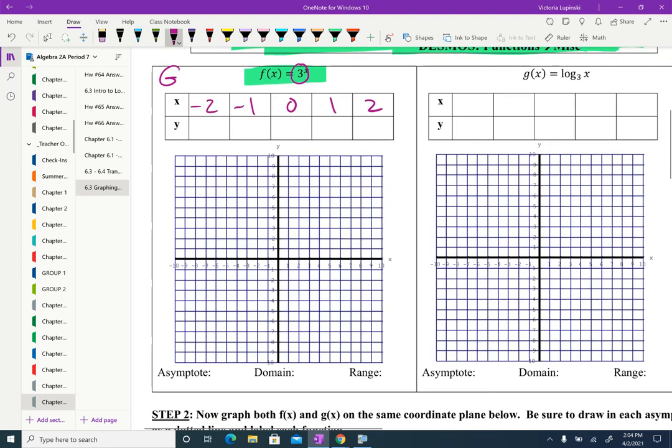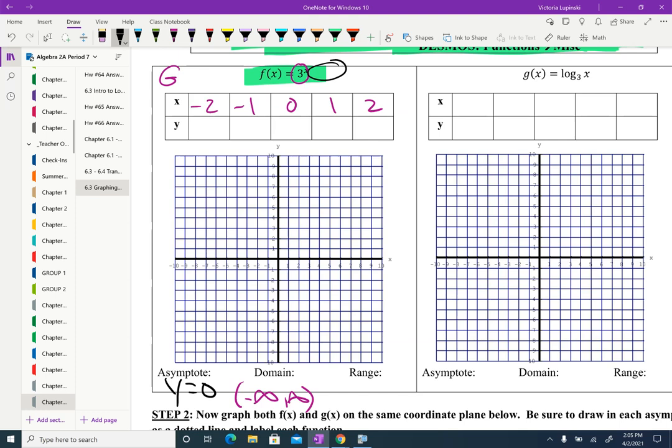Remember that when it comes to any exponential, the domain is always all real numbers. Remember that the asymptote only changes from 0 if there's a plus or minus on the outside. If there isn't anything on the outside, then the asymptote remains at 0. And in this case, it's a horizontal line, so it would be y equals 0.